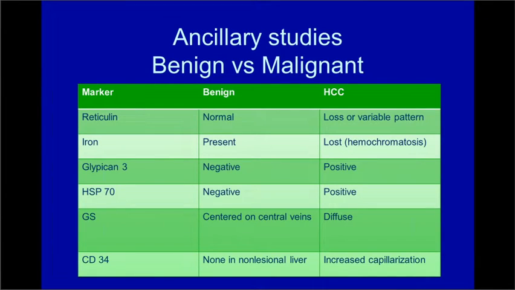So to summarize the utilization of ancillary studies for benign versus malignant, we can start off with reticulin, but remember a pitfall is if the tumor shows abundant clear cytoplasm, then we can't be sure if the reticulin is truly lost or if that's a false negative. Iron is useful for patients who have hemochromatosis. Really, the two best markers are glypican-3 and glutamine synthetase. Heat shock protein 70 has been reported, but I don't think it's routinely used in many laboratories. CD34 will show increased capillarization, but again, a pitfall is that typically we may see some capillarization in adenomas and focal nodular hyperplasia. It's really only useful to tell us if the liver tissue is lesional or not.